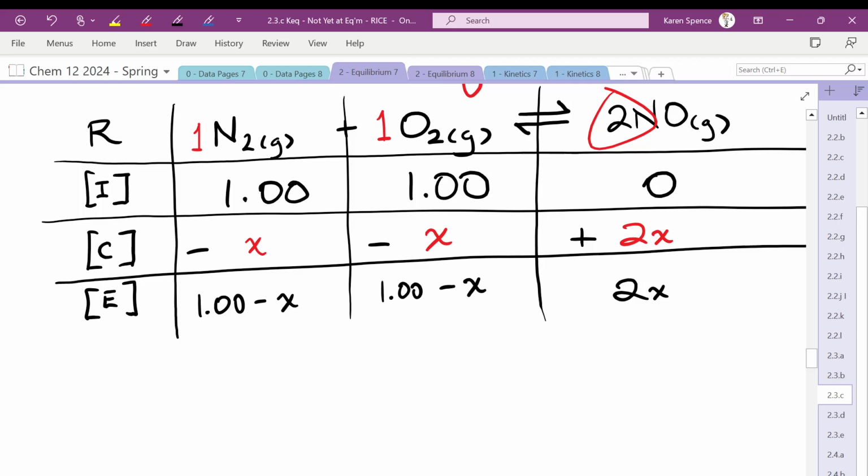I can do some algebra. Well, what am I going to do algebra on? What tool should I use at this point? I've got a rice table. Now I want to write the Keq expression. So Keq equals. Should you start throwing in the equilibrium values, or should you write your concentrations first? Write your concentrations first.